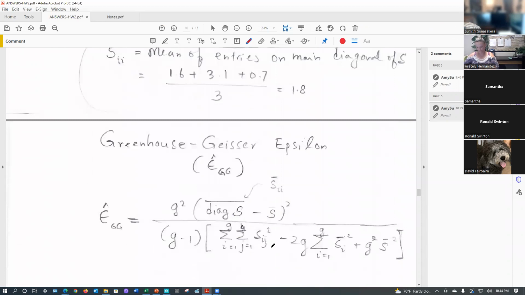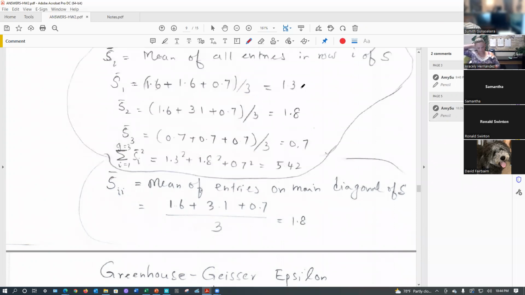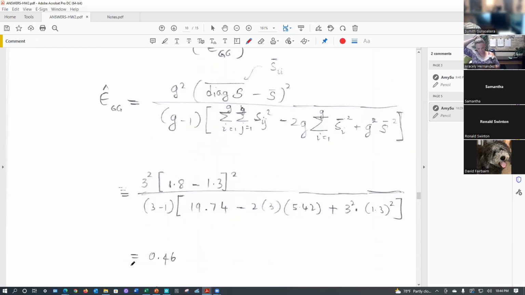Minus 2 times g and the row means squared, plus g squared and the grand mean. I put that in, but it seems like it didn't come to that value. I think maybe there's some mistake, maybe a rounding rule like that. I want to double check this one.